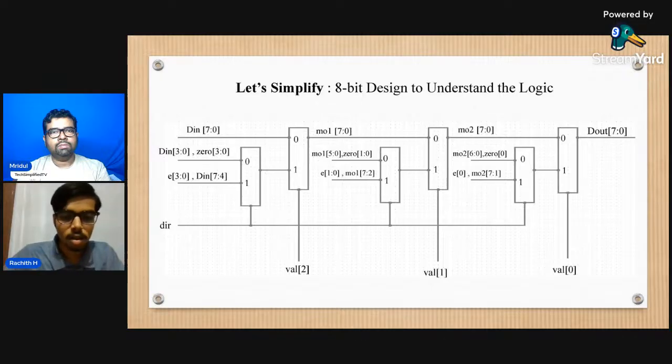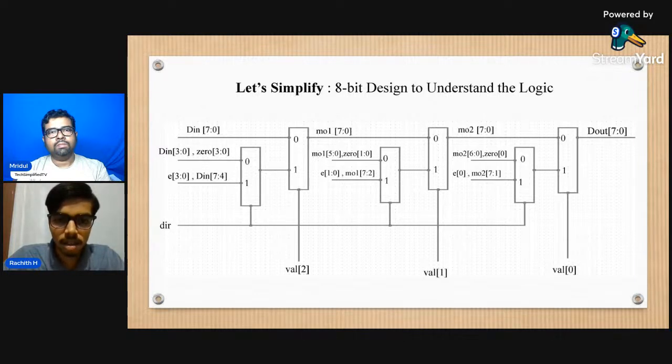So before jumping straight away into a 64-bit design, let's simplify it and take a look at 8-bit design to understand the logic. So the input here is a 8-bit word DIN, and we want to shift it by a certain number of positions based on a 3-bit control input value. Here I have defined it as val. That means we can shift the data from 0 to 7 bits.